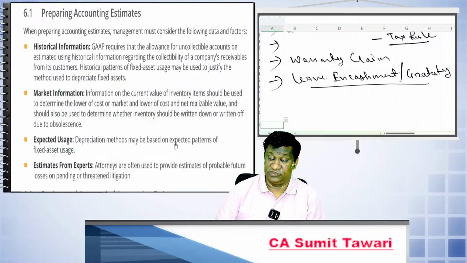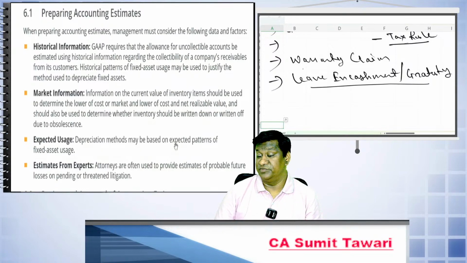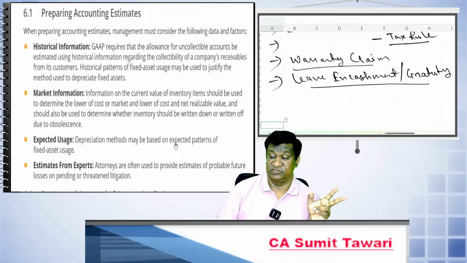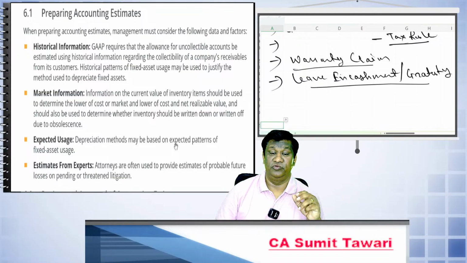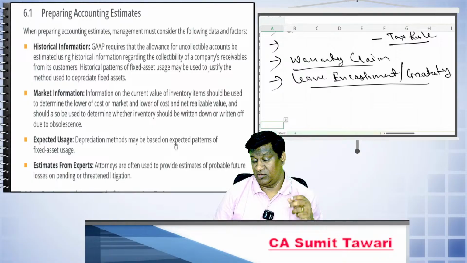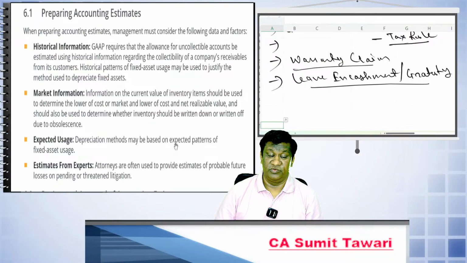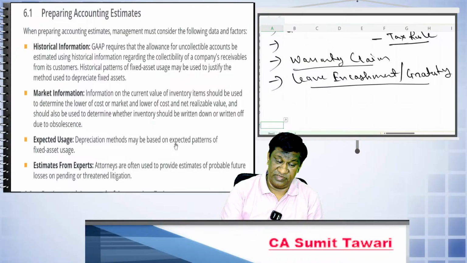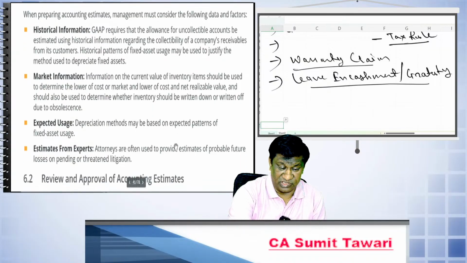We are taking a valuation from the expert, and then we make a provision. Warranty claim is also on the basis of past situations. We decide what amount of warranty we need to give, or whatever may be my warranty expenses, and accordingly we need to make a provision. We need to estimate and then we need to make an accounting entry.